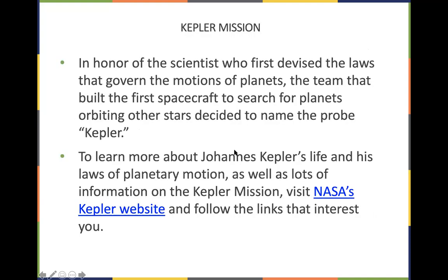And as an honor to Kepler, here is some information that you can look at if you are interested. This new spacecraft, which was launched around 2009 or so, is called the Kepler mission. It is named after Kepler to honor him, because the primary purpose of this mission is to look at extrasolar planets, or exoplanets.